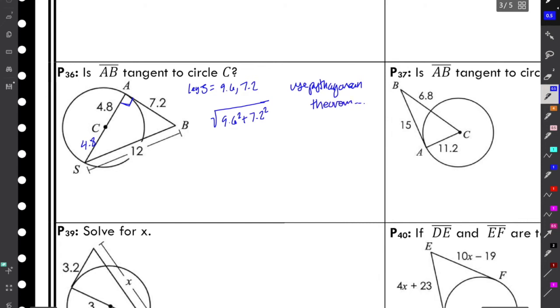Okay, so this is the Pythagorean theorem. I'm trying to just skip some steps with it, plugging that in my calculator. So square root of 9.6 squared plus 7.2 squared. I press equal and I get that's equal to 12. Okay? So that's equal to my hypotenuse.